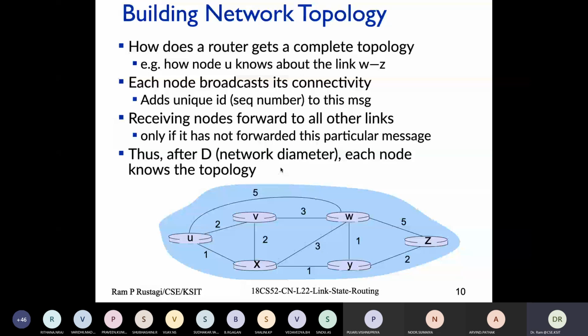What is the network diameter? Anyone? After diameter D, each node knows the topology. So what is the diameter D? What is the meaning of the diameter of a graph?